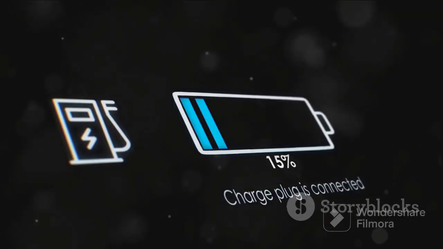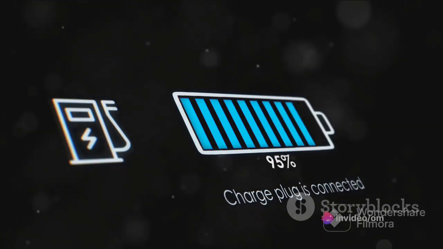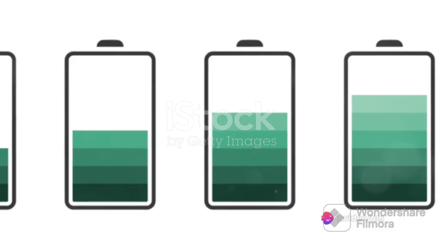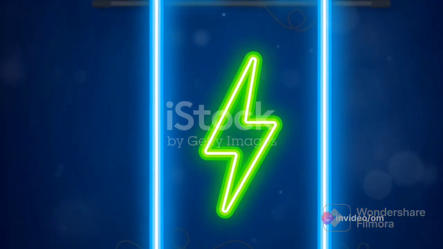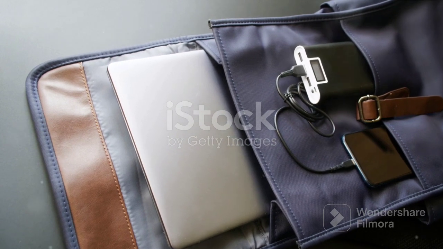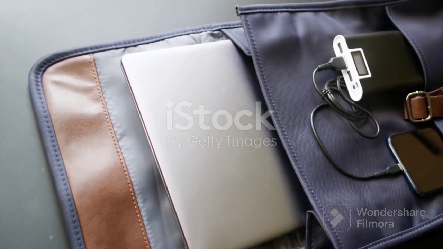First off, we need to decode the term battery specifications. Basically, these are the technical details of a smartphone battery, including its type, capacity, voltage, energy density, and discharge rate. Each of these aspects has a significant impact on determining the lifespan of your smartphone's battery.